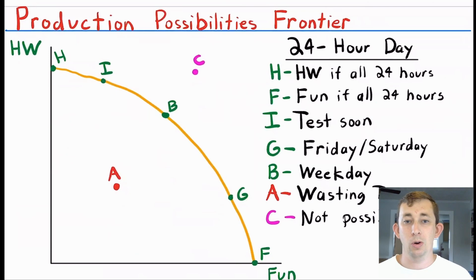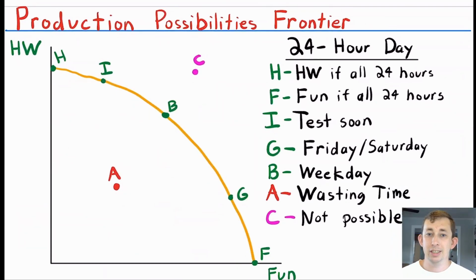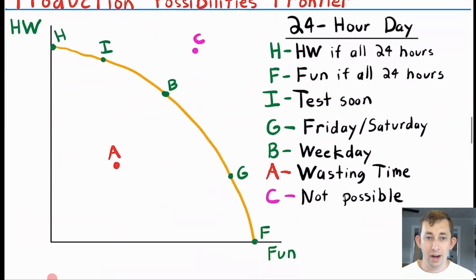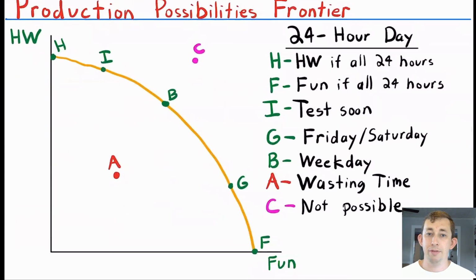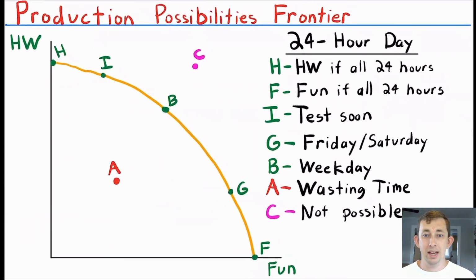Frontier and introduce the whole concept of the Production Possibilities Frontier, or again, the PPF. Now here on this PPF, I've done an example where I have homework and fun. Those are the two things that I can do with my time. I have 24 hours in a day to divide between homework and fun. Now some points on this PPF that I want to point out.